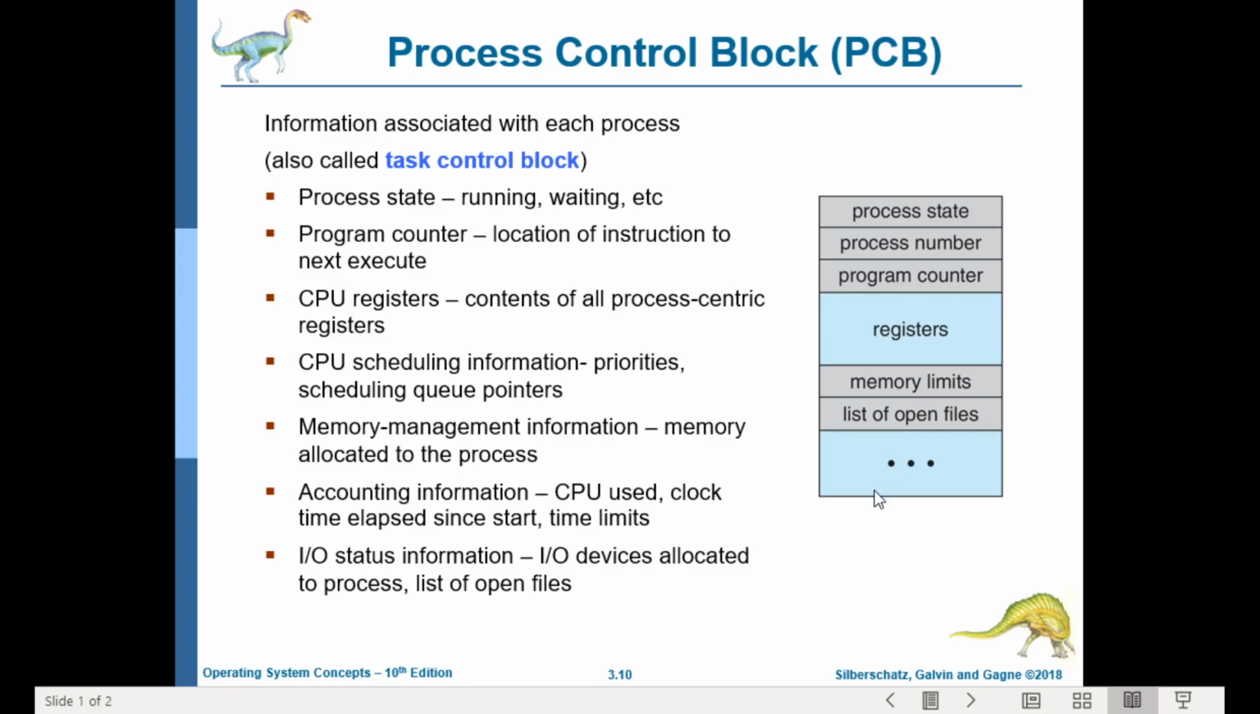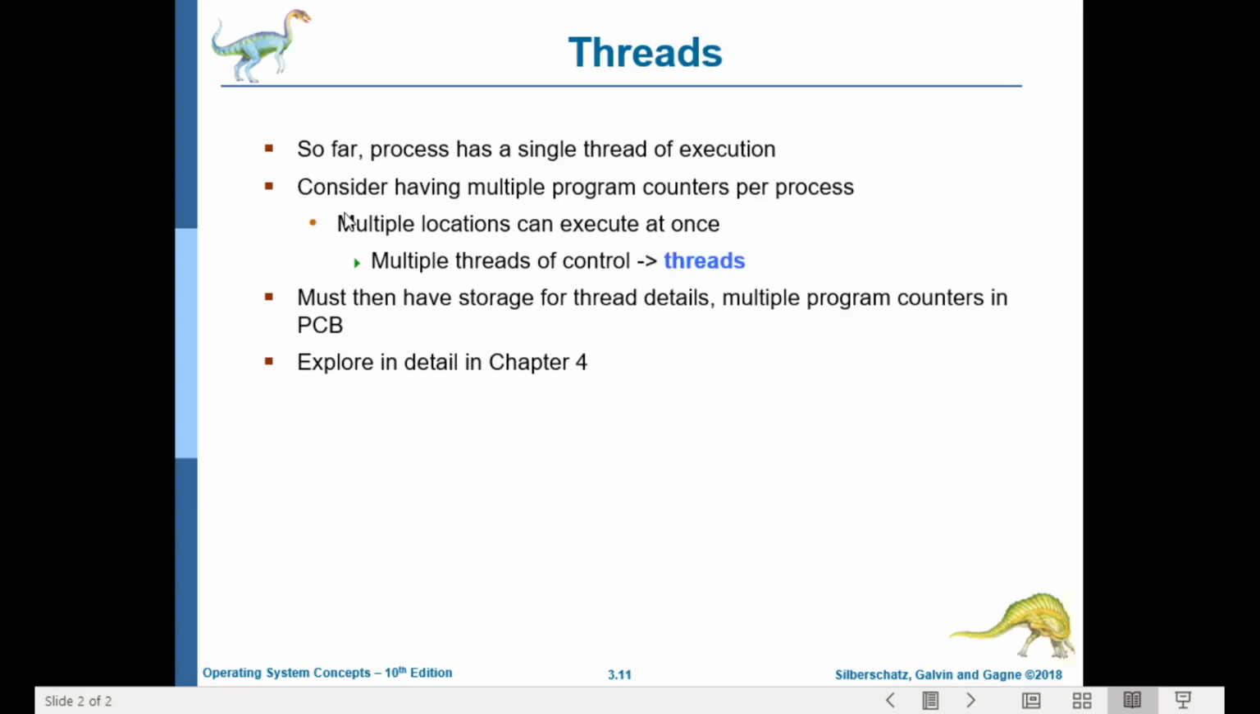So we can say that the PCB is a kind of data structure that represents a process in the operating system. Now we look at the next subsection, threads. So far, the processes that we have discussed have a single thread of execution only, meaning that it can perform only one task at a time. Why? Because we only have one program counter, so the program executes one instruction at a time until its completion.